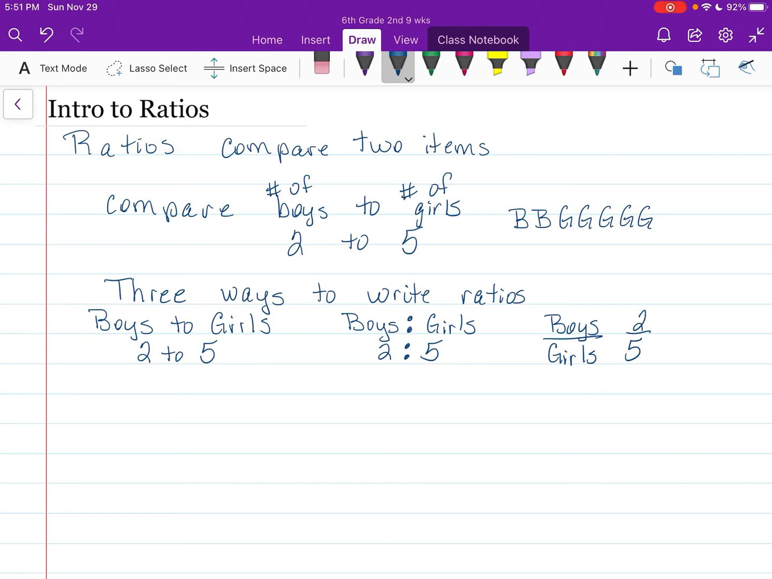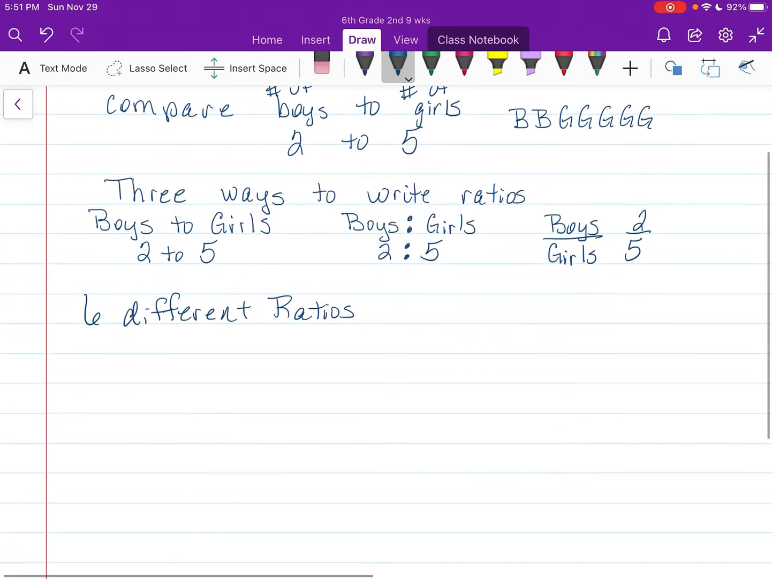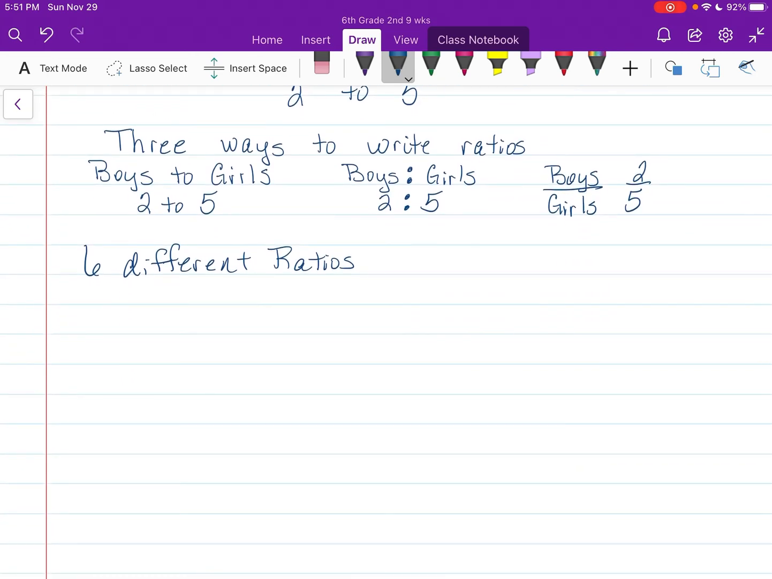And there's 6 different ratios that we can get from this one piece of information. So our information is the number of boys is 2 and the number of girls is 5. Well, we can write 6 different ratios from just that 2 to 5 ratio. Okay, so let's do that together. So we're going to write 6 different ratios. Some of them are very similar to each other. But they're technically different.